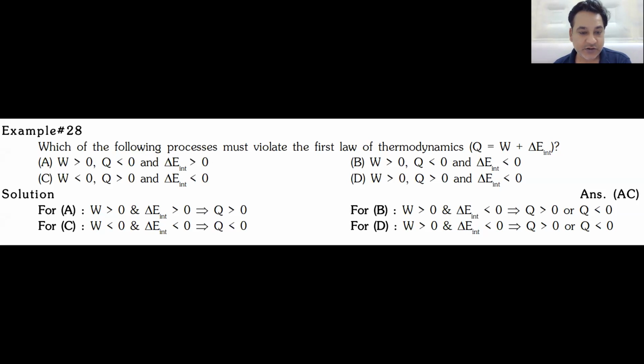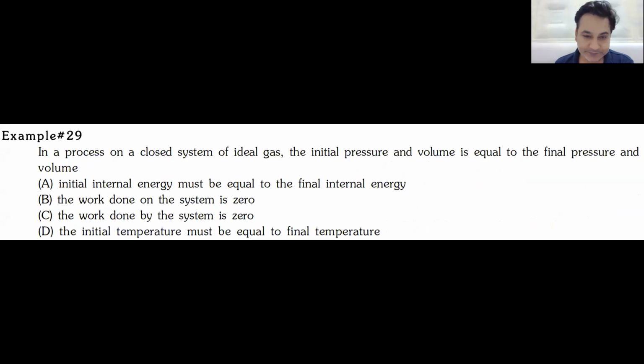Checking your understanding of the topic. Here it comes, my favorite, multiple choice. Just the understanding of how much we know about this. In a process on a closed system of an ideal gas, the initial pressure and volume are equal to the final pressure and volume. Wow. See, a simple question put in a different way and you get puzzled. One of the options is quite simple, but let us look at the other ones.